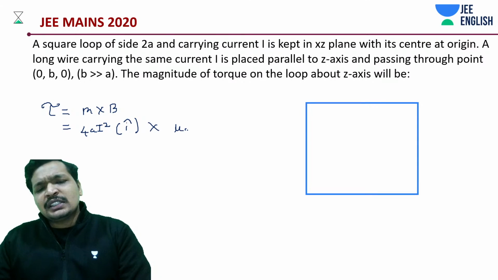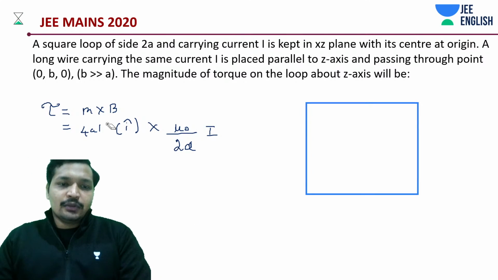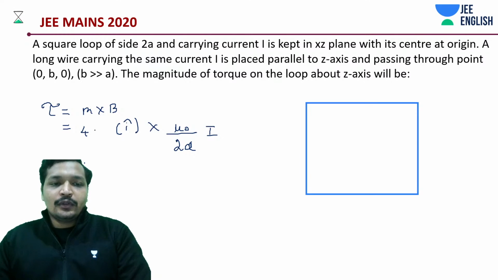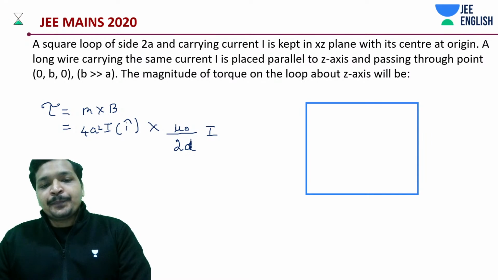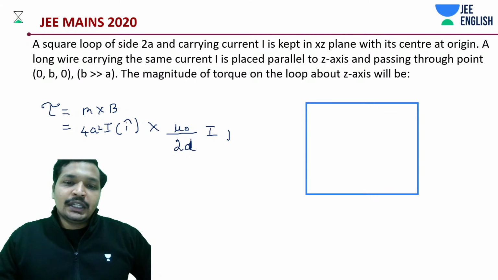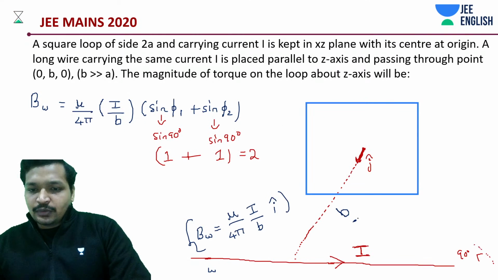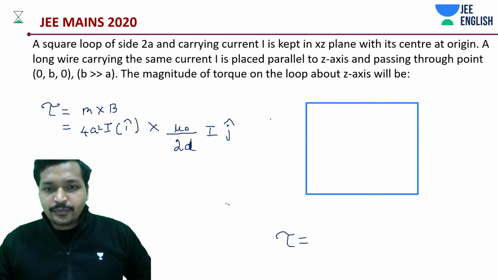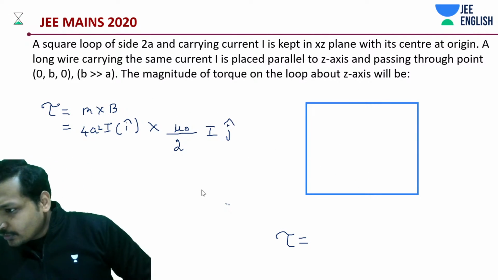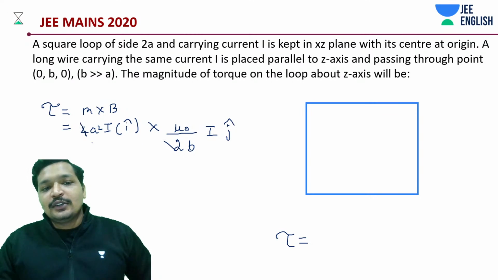into the field, which is nothing but mu by 2 pi into, oh my goodness me, I think that we made a mistake. This is 4a square into I, mu by 2d into I, into J cap. So what would this torque be? Distance d was b, I guess. Okay, distance d was b. You can change this to be b. Don't worry about it.